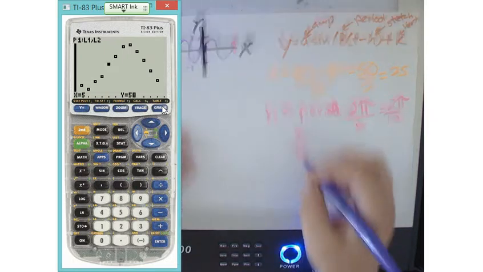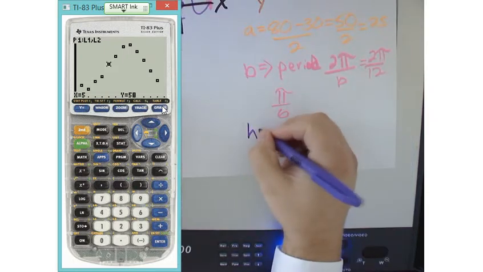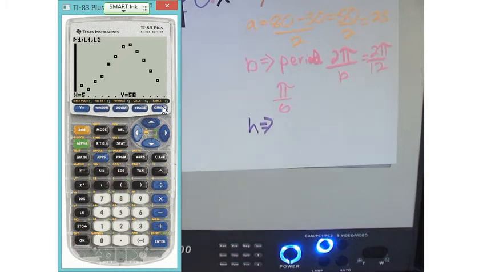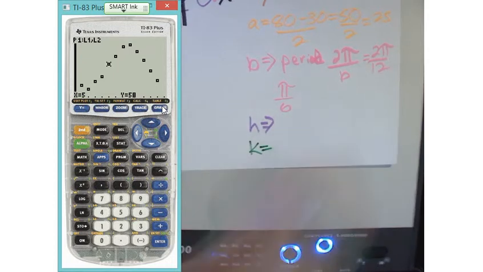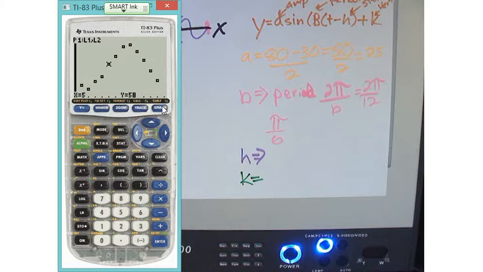Let's come back to this h concept. I think if we solve k, that would be better. So let's solve for k. k is the vertical shift. Now, we said that the amplitude is 25. Then we start at what? Our lowest y value is 30. Our highest y value is 80.